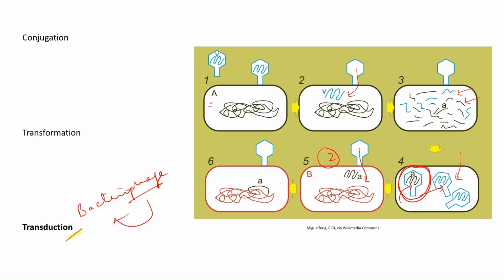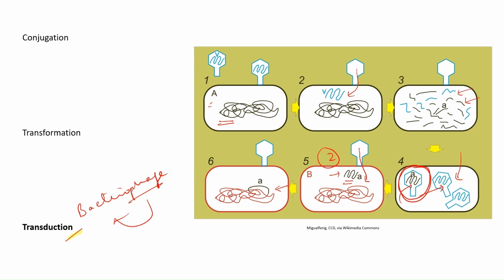It will insert its DNA inside the bacterium. So now the DNA, the black one, which is getting inserted into the second bacterium, this black one is actually the DNA of this first bacterium. Now this black one will get inserted into this red chromosome.